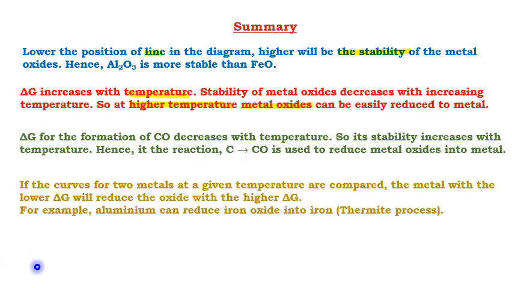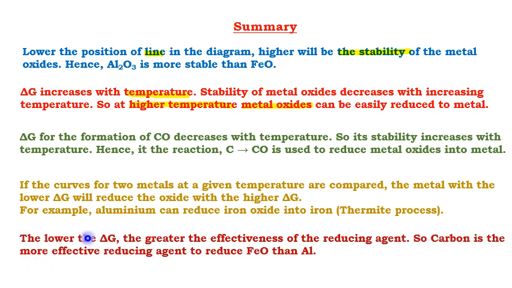Suppose you are comparing the curves of two metals, for example aluminum oxide and iron oxide. Then the metal with lower delta G will reduce the oxide with the higher delta G. So in the example, you see aluminum oxide has a lower delta G when compared with iron. So aluminum can reduce iron oxide. That is actually happening in the Thermit process.